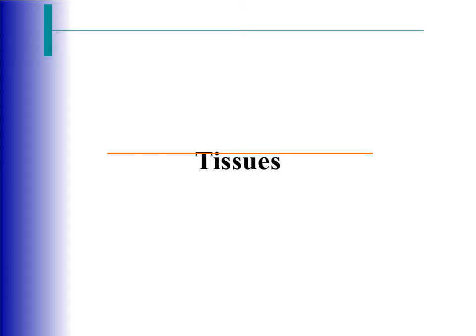Okay, so this is tissues lecture part one of probably three parts. I'm going to try and keep it as short as I can. This will cover a general tissues overview and then epithelial tissue. And then I'll do connective, muscle and nerve and such in a different part. So here we go.